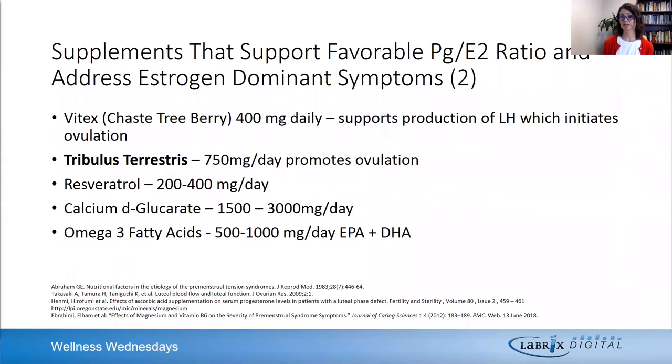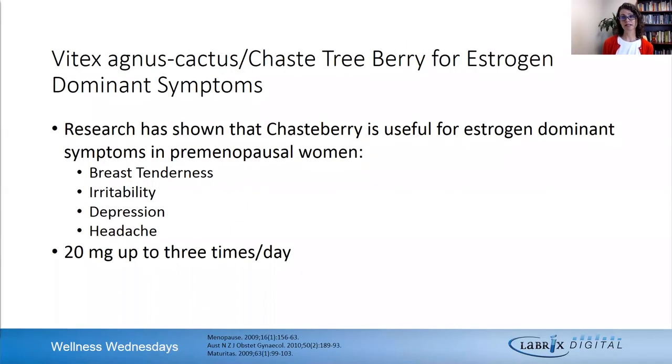Some more supplements that support a favorable PGE2 ratio: Tribulus terrestris is going to promote ovulation. As well, Vitex, also known as chaste tree berry, is really wonderful for helping with estrogen dominant symptoms. Research has shown that it's helpful with breast tenderness, irritability, depression, and headache.